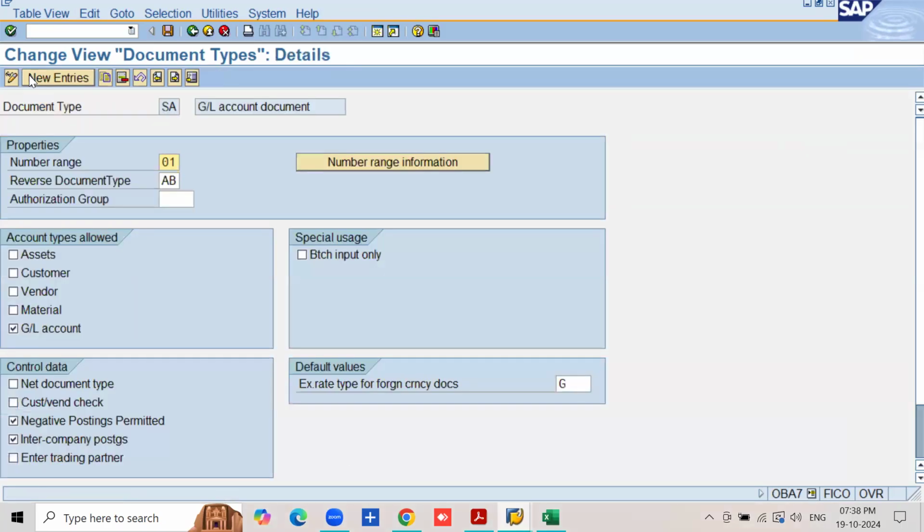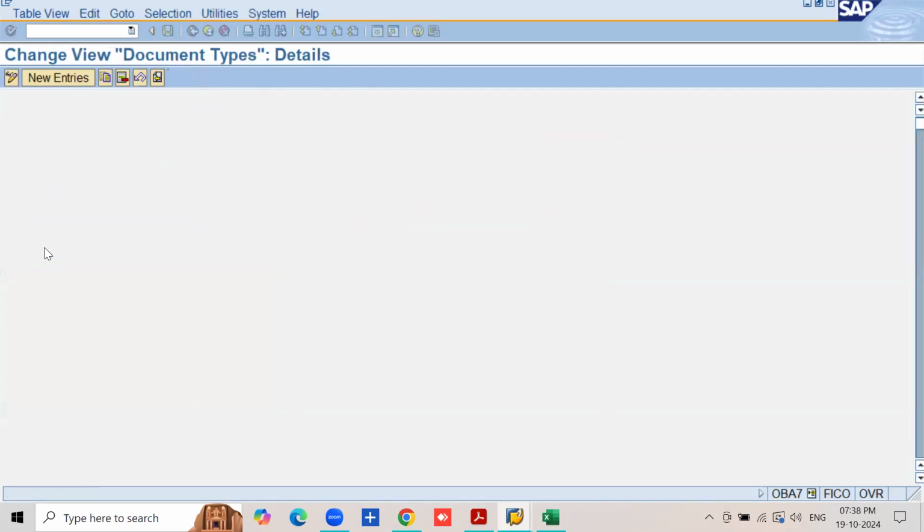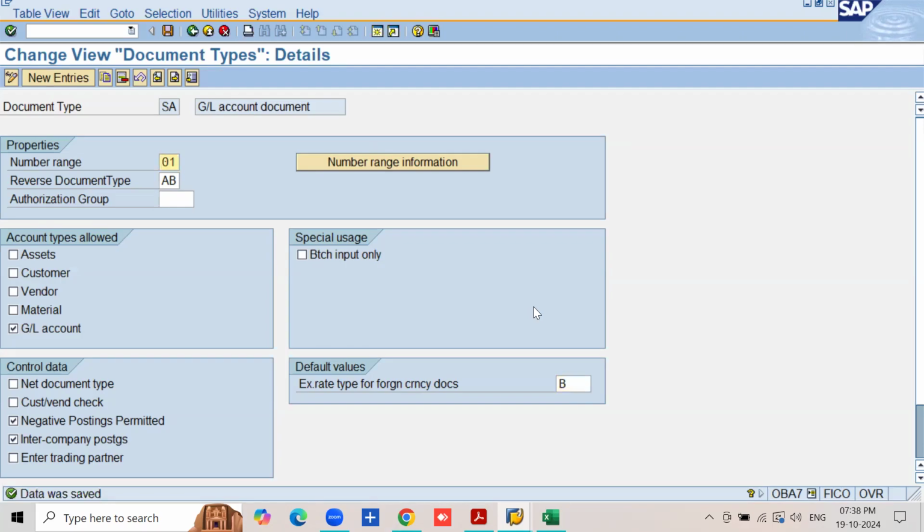Click on the details button. See, the default values. The exchange rate type for foreign currency documents, G, is assigned by default. That's why the system has taken the G rate, the bank buying rate. But my requirement is to convert every foreign currency transaction into the company code local currency at the bank selling rate, right? In that case, you can remove G and enter B, bank selling rate. Click on save. So from now onwards, when you post any foreign currency transaction, the system will convert it into company code local currency at the bank selling rate.